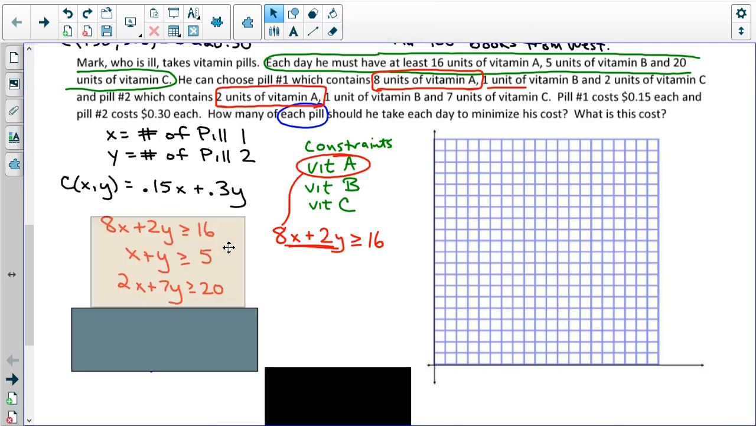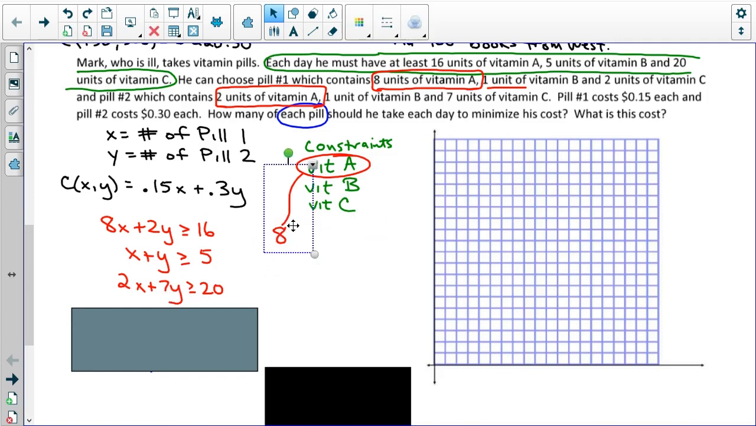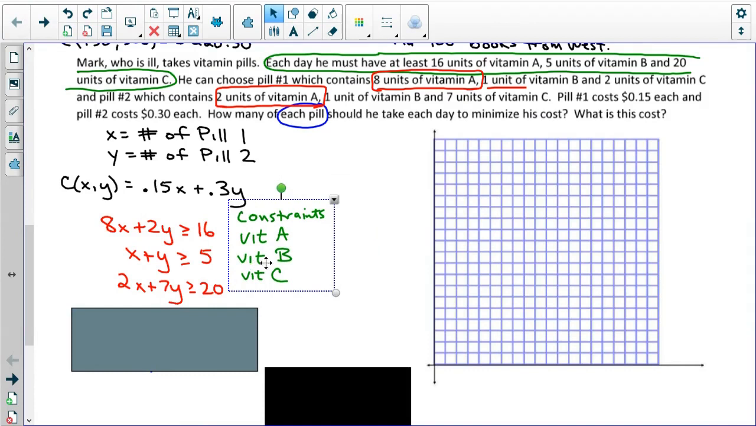So if I look at the constraints that I have, vitamin A is constrained as such. Vitamin B is constrained because each pill has 1 unit, and therefore x plus y must be greater than or equal to 5 for vitamin B. And then 2x plus 7y must be greater than or equal to 20 for vitamin C. If I align my constraints with the equations, that may help guide us in what we're doing. Now I'm going to finish by graphing the problem and then substituting values in.